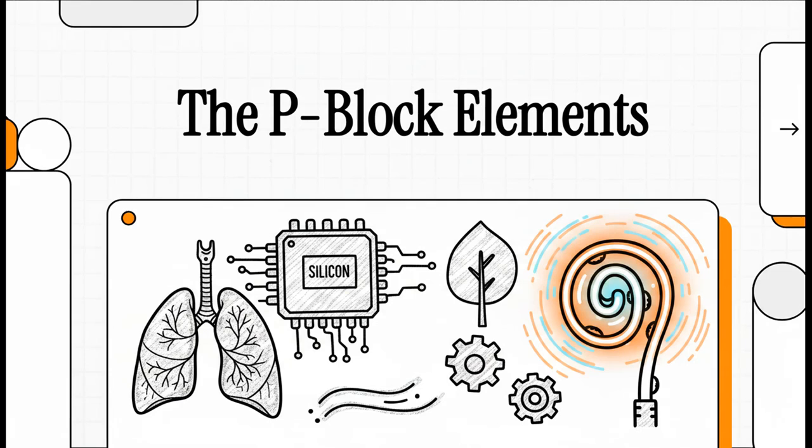Welcome to today's Explainer. We're diving straight into what I honestly think is the most dynamic neighborhood in the entire periodic table, the P block. Seriously, just take a look around you right now. The oxygen filling your lungs, the silicon chips powering the device you're using, even those neon signs glowing down the street, you are looking at the P block in action.